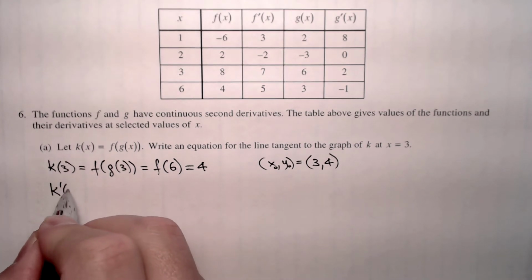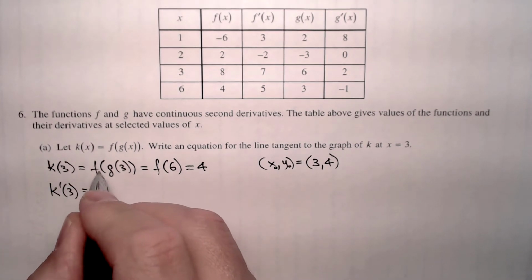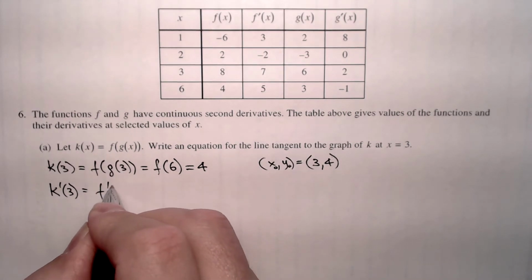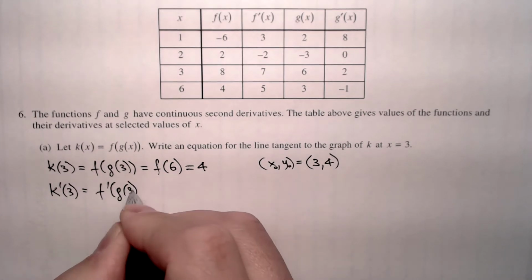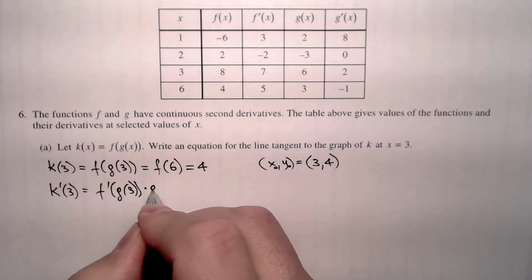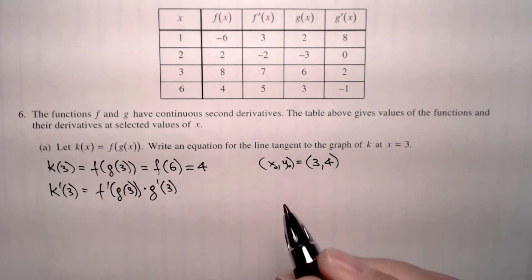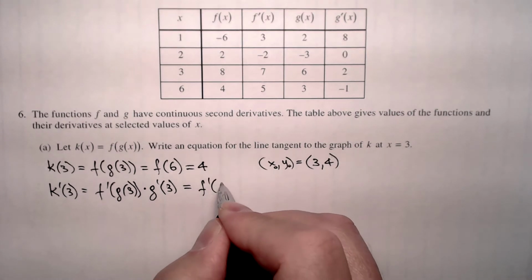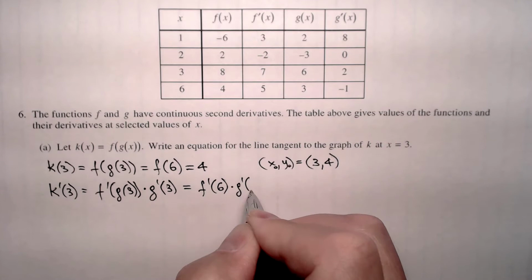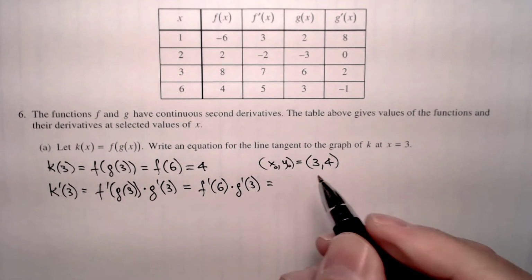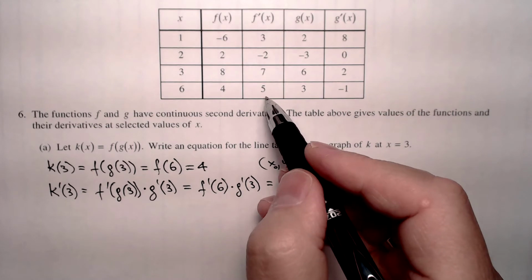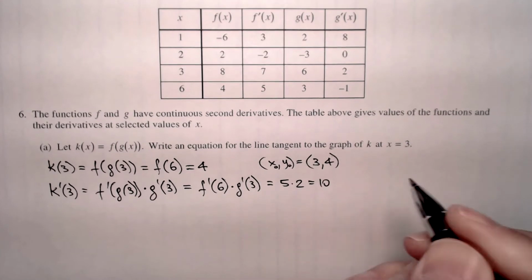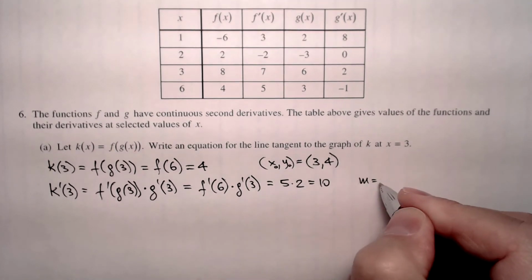And so k prime at 3 is equal to the derivative of f of g of 3, which is f prime at g of 3 times the derivative of g at point 3. So let's plug it in, and so we have f prime at 6 times g prime at 3. F prime at 6 is 5, g prime at 3 is 2. So it's 5 times 2, which is 10. So now we have m is equal to 10.